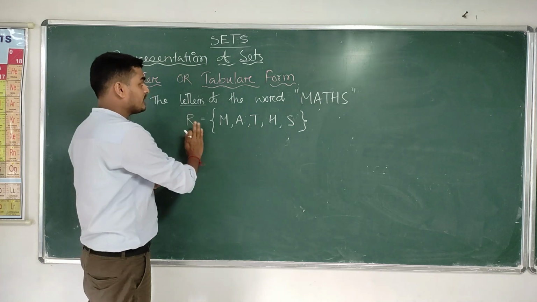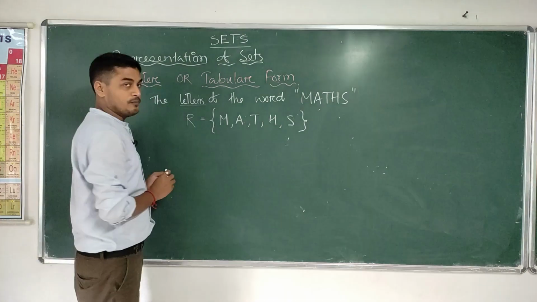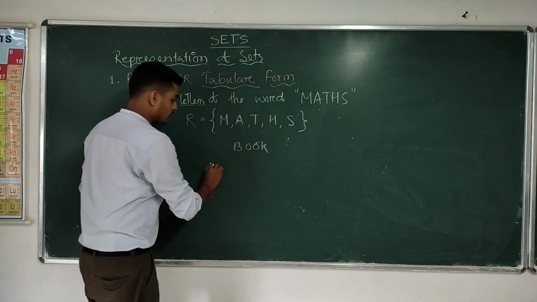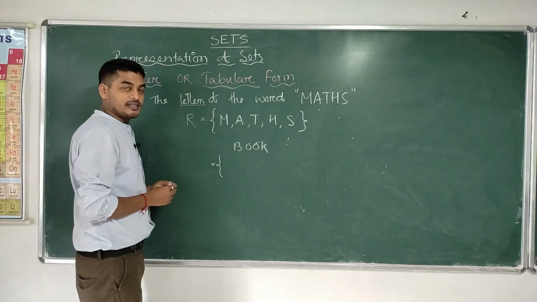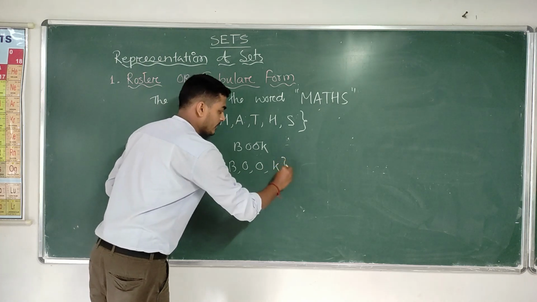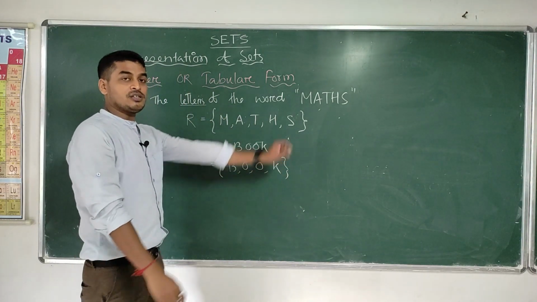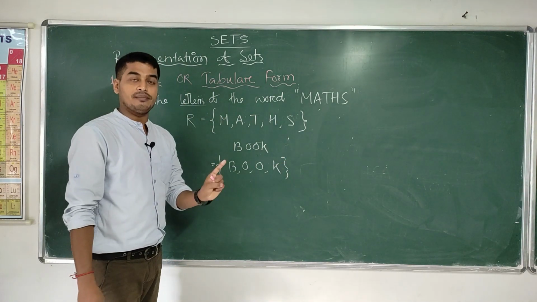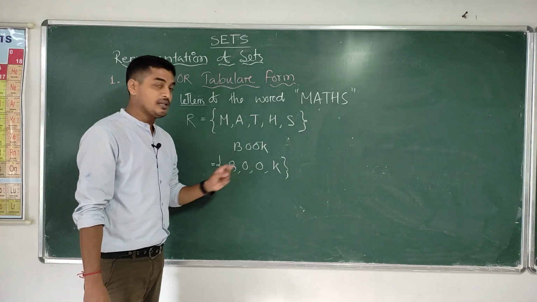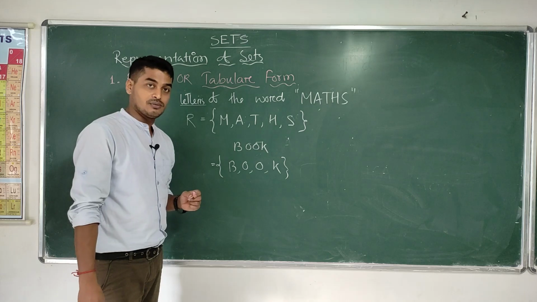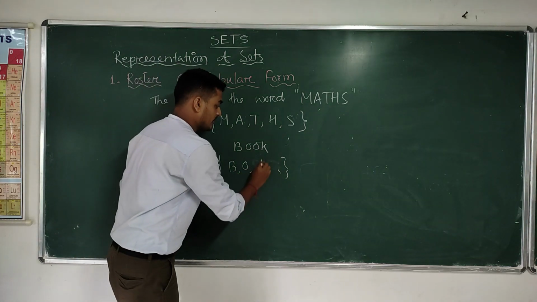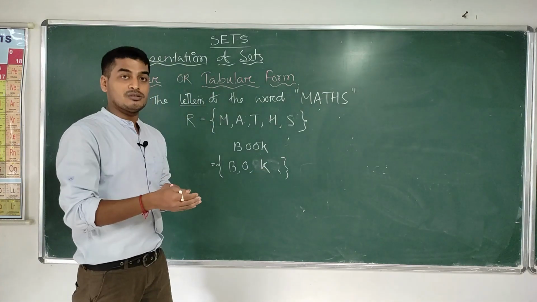But remember, in case of tabular form or roster form, for example, the word book. What is the set of the letters of the word book? B, O, O, K. Remember, in case of tabular form, repetition of an element is not allowed. We do not repeat any element. That means you cannot write an element more than once. So that's why you have to mention it like that only: B, O, K.